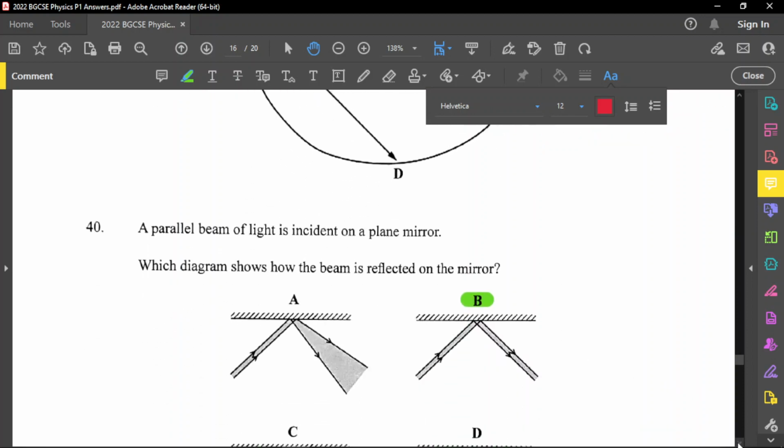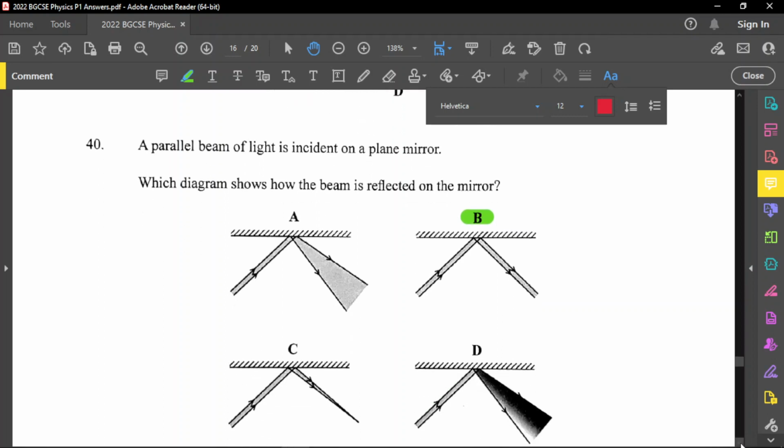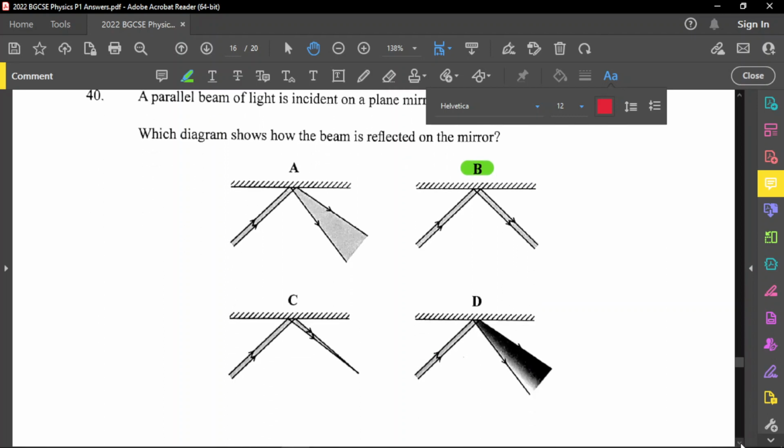Question number 40. A parallel beam of light is incident on a plane mirror. Which diagram shows how the beam is reflected on the mirror? Just to make a note here to clarify the diagrams: when you talk about reflection, you're talking about the incident ray being equal to the reflected ray. And so if you look at all the options, the only one that looks equal is B.